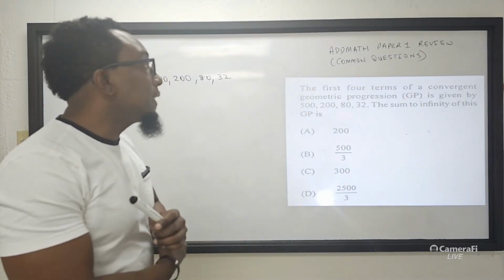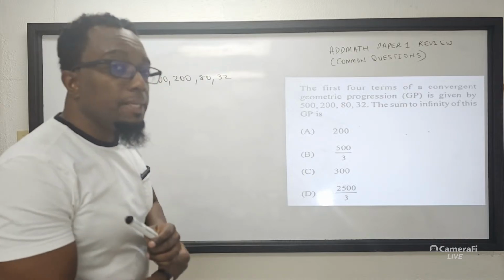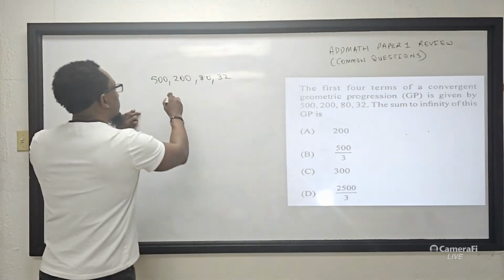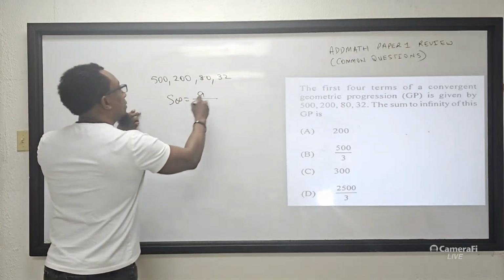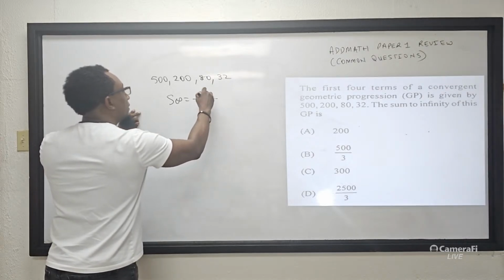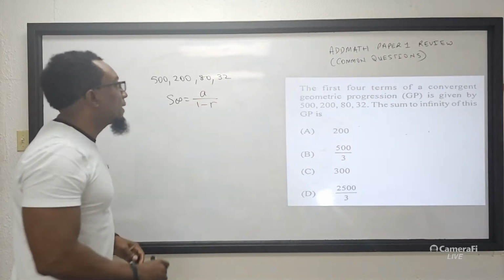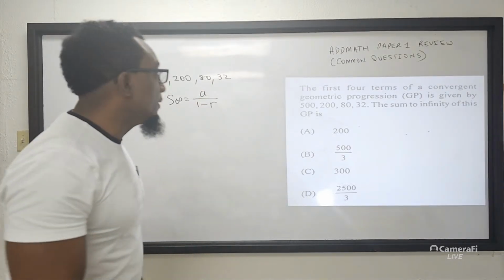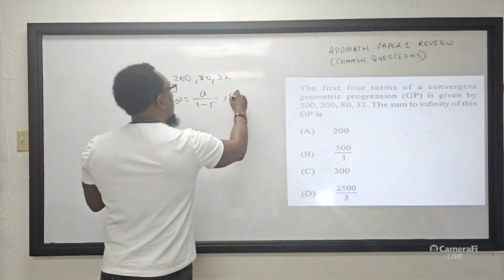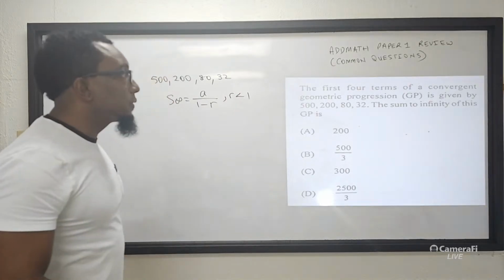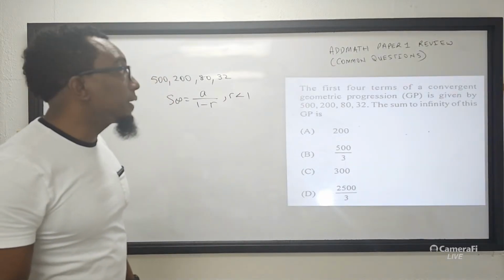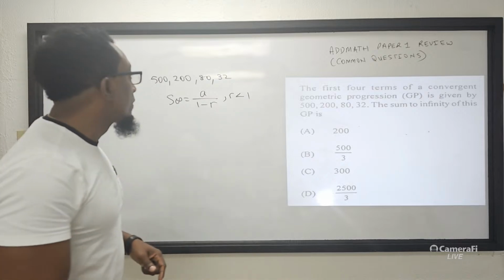So the sum to infinity, we know, is A over 1 minus R. That's a formula for your sum to infinity. Where we know R must be less than 1. The common ratio is less than 1. Sum to infinity is only applicable to a geometric progression.